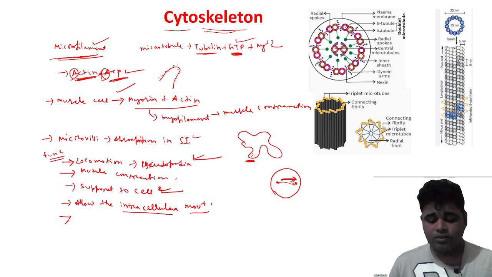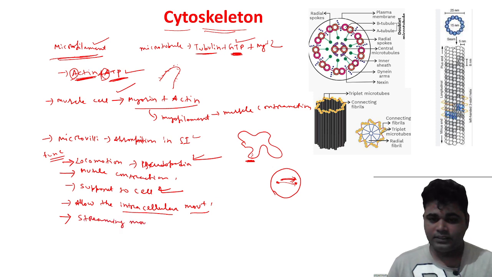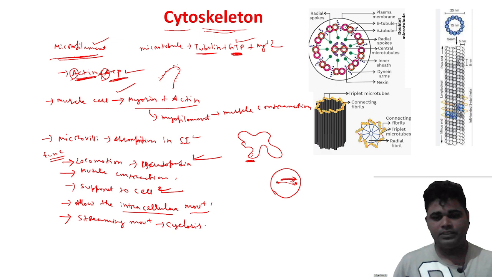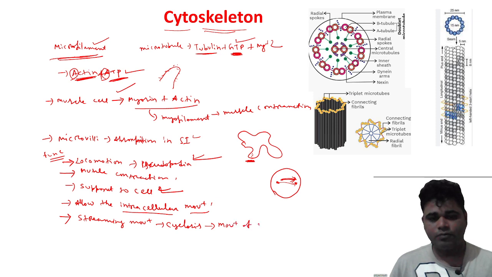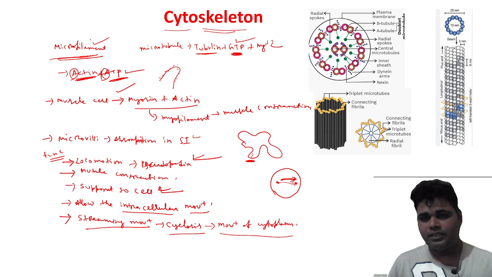Along with that, it also helps in the streaming movement. The streaming movement is also called cyclosis. So what is the cyclosis and the streaming movement? It is simply the movement of cytoplasm. So the movement of the cytoplasm, or the cyclosis or the streaming movement, occurs by the microfilament.